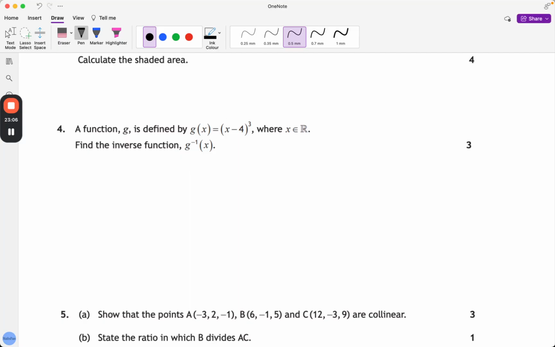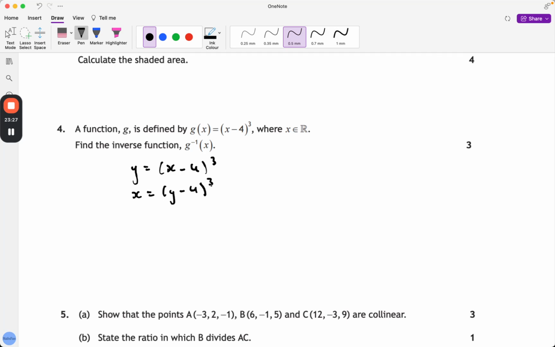So rather than g of x, I'm just going to write y. So y equals (x minus 4) all cubed. And then what you want to do is just literally swap y and x around. So I'm going to write x equals (y minus 4) all cubed. What we want to do now is make y our subject. So we're going to do a little bit of rearranging so I can write this as y equals again.